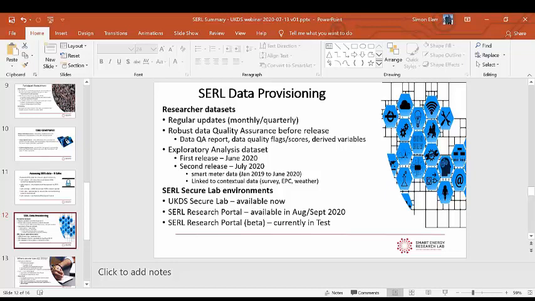And the secure lab environments, so your channel for accessing the data, the UKDS secure lab is available now. That's the existing secure lab environment. But we'll also be developing, and will soon be operational, our own research portal, which is just a variation on a secure lab environment, slightly different to the existing UKDS secure lab, but run very much on the same principles. So we've currently got a beta version in test, which is being tested by the SERL consortium, and the full research portal should be available in August or September.